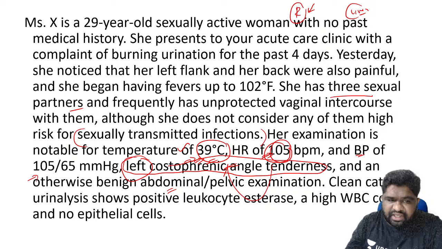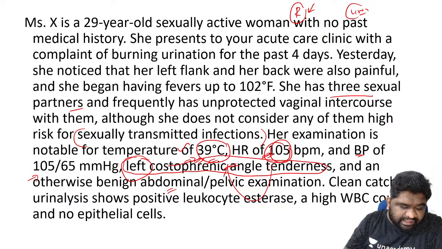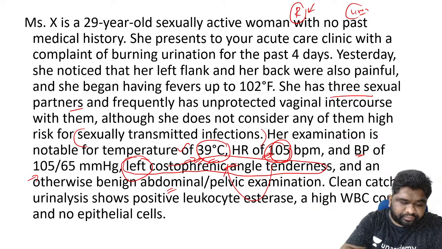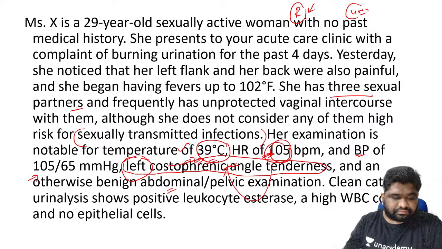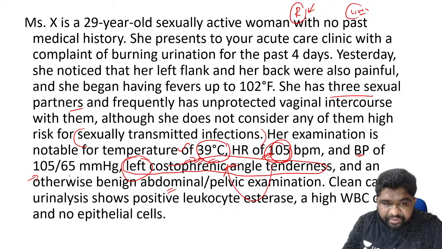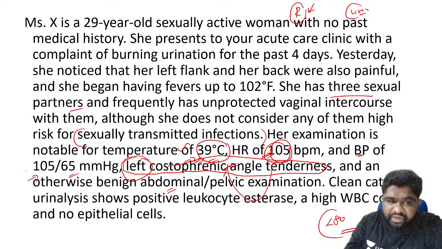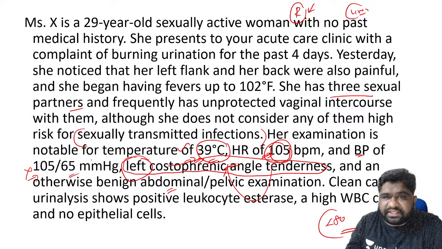BP is 105 by 65. Is it septic shock right now? Please understand, it is not septic shock. Only when the diastolic pressure goes less than 40 and the systolic pressure goes less than 80, you can think of it as a septic shock. Right now, it is not a septic condition. The patient is not actually in sepsis right now.